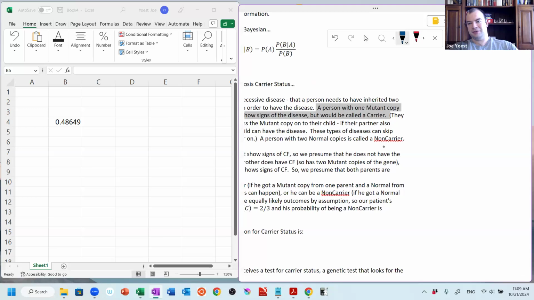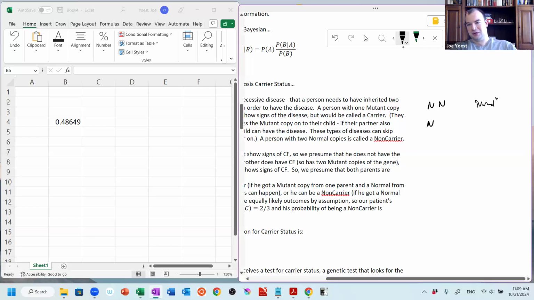So a person can have two normal copies, and they are normal. They don't have the disease, and they also don't carry the disease. They can't pass on the disease to a descendant.